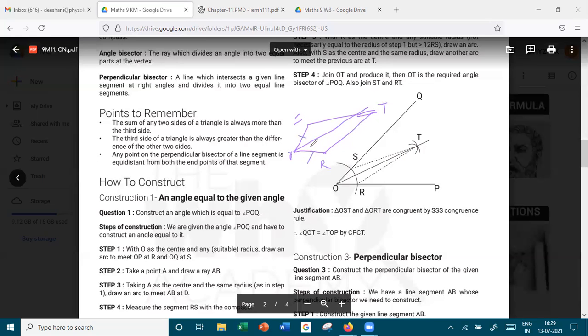OS and OR, right? So this is the same because of construction. This is the same because of construction, and this becomes your common arm. So by SSS they are congruent, and now from here you can say that the corresponding parts are equal. So all the corresponding parts, this angle will be equal to this angle, this angle will be equal to this angle, and this angle will be equal to this angle. So right now you want only this angle to be equal to this angle, right? Let me make it in yellow, you want this. So you will just say that these two are equal by CPCT, and that's why it is 30 degrees.